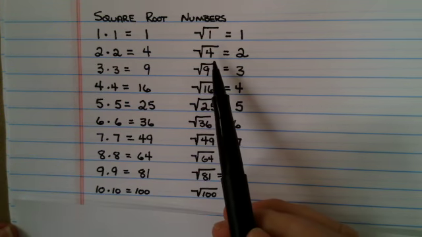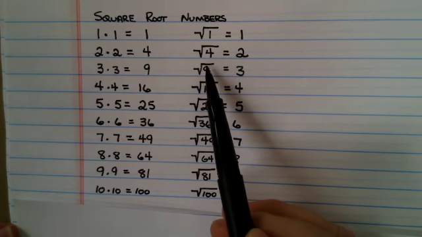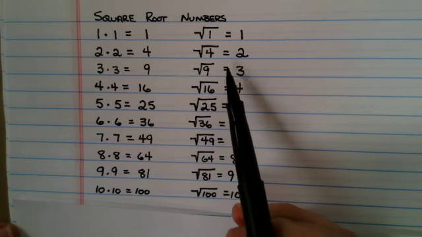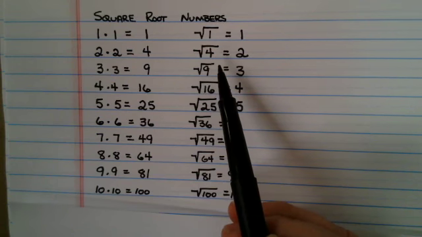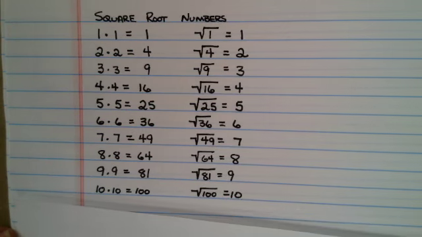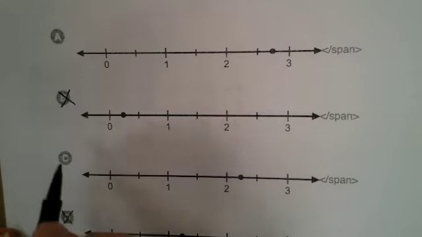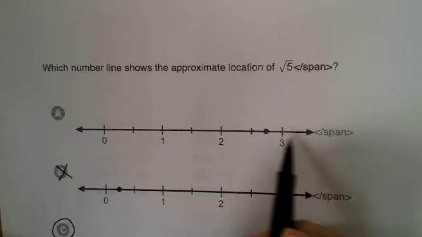Which one do you think the square root of 5 is going to be closer to? Is the square root of 5 going to be closer to the square root of 4, which would be 2? Or would the square root of 5 be closer to the square root of 9, which is 3? I would think the square root of 5 is going to be closer to the square root of 4, so it should be closer to 2. And which one of these choices is closer to 2? This one right here. This one is closer to 3.